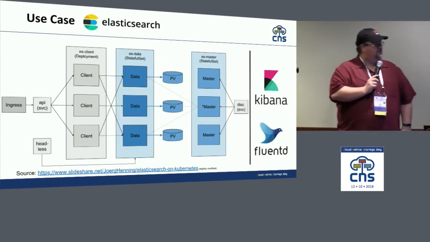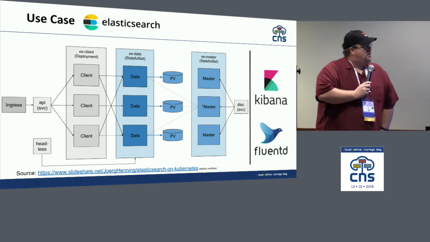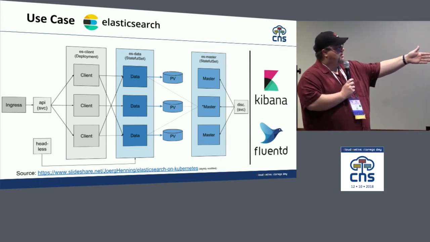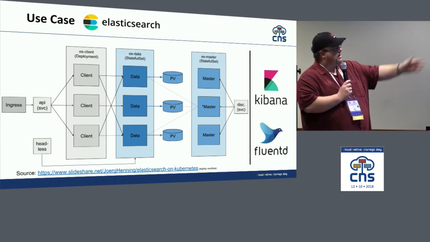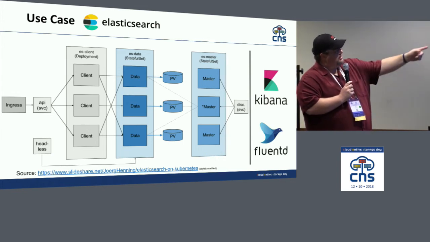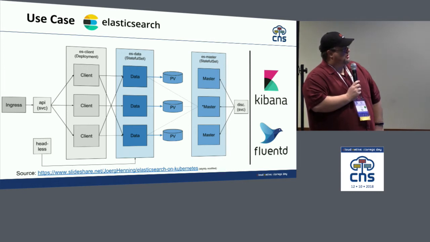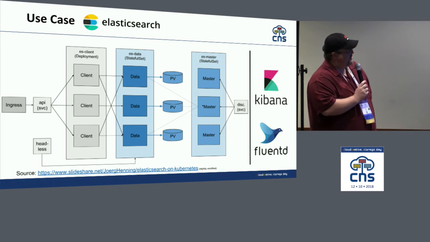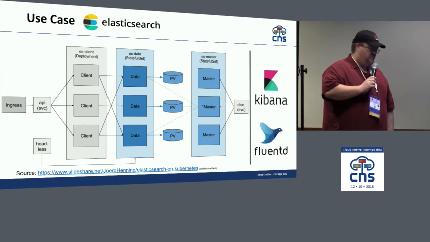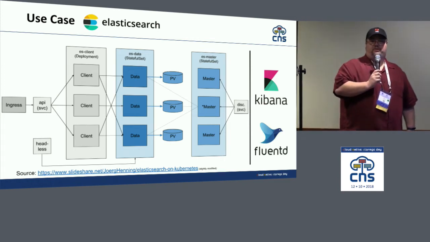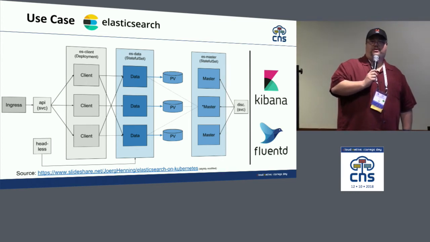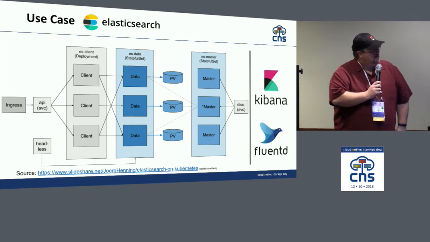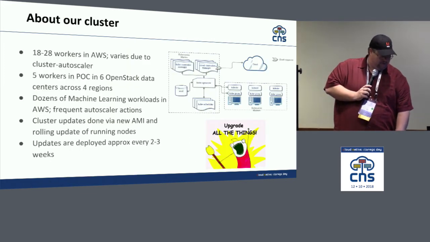So our use case today is Elasticsearch. The important things you'll see up there: ES data is a StatefulSet. That's our data nodes, our data pods, and those are backed by persistent volumes. ES master are our Elasticsearch master nodes, which are also a StatefulSet. And then ES client is your query or ingest, where data comes into the cluster. Quick show of hands, who's familiar with Elasticsearch? Okay, so everybody's got this down. We're using FluentD for collecting and Kibana for querying.